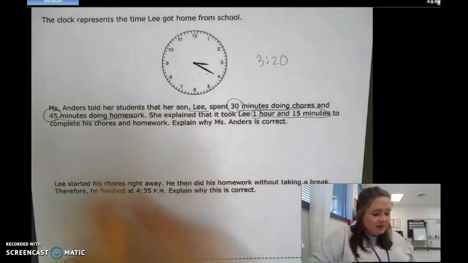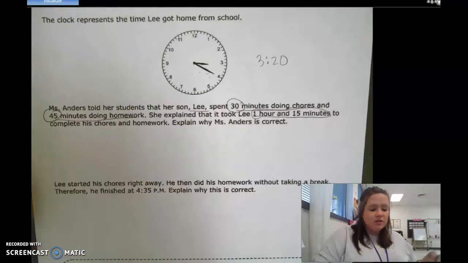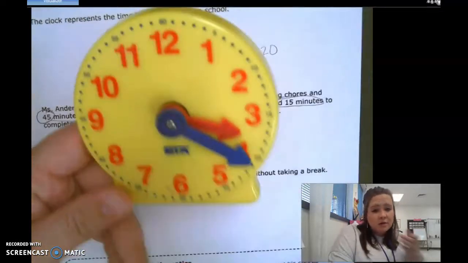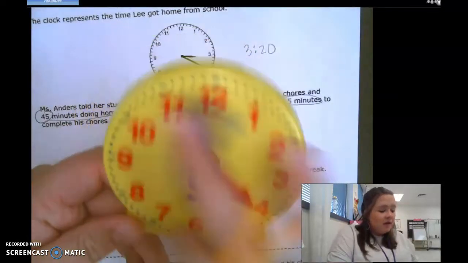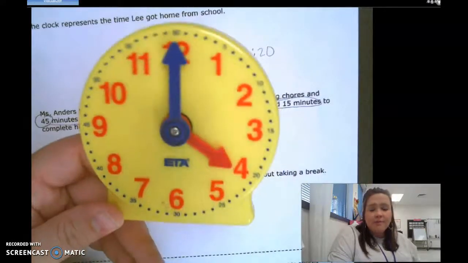All right. So, why is 1 hour and 15 minutes the amount of time that it took Lee to complete his chores? Well, we're going to make this a little simple. We're going to use our clocks. I'm going to put my clock on 4 o'clock, okay?